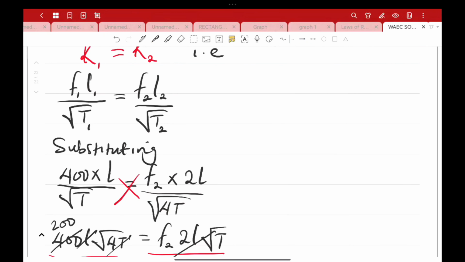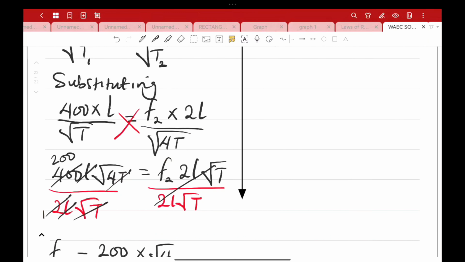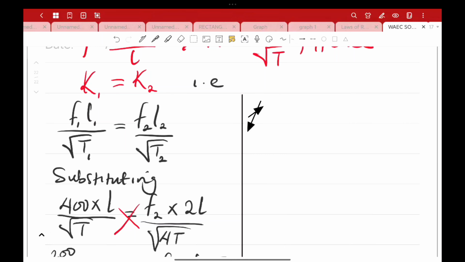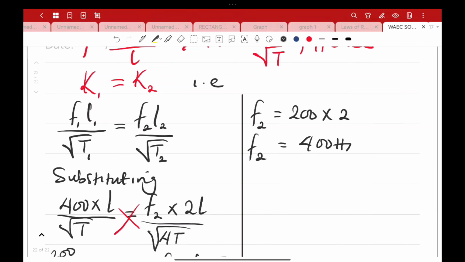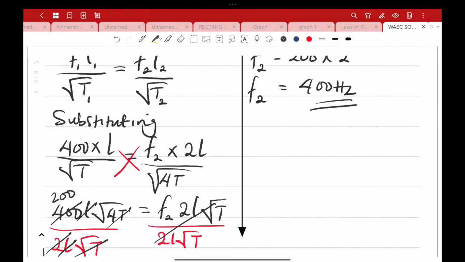So let's solve further now. 200 multiplied by the square root of 4. Now, what is the value for the square root of 4? F2 is equal to 200 multiplied by 2. So F2 is equal to 400 hertz. So this is our answer to this question.